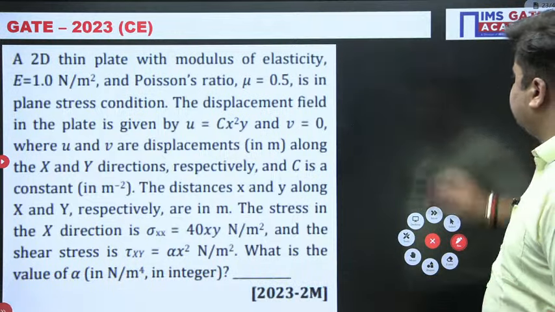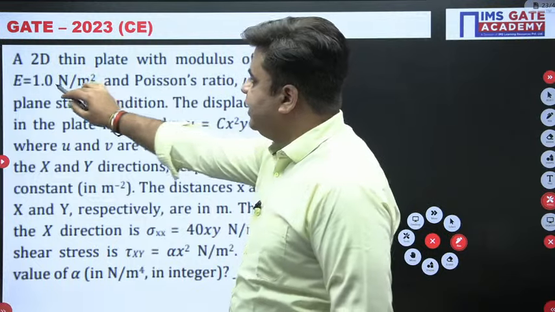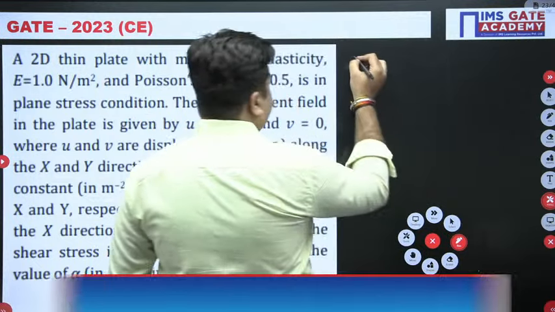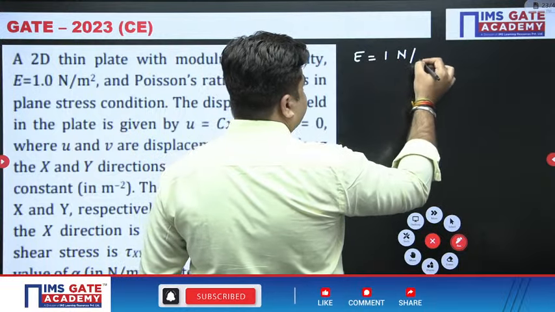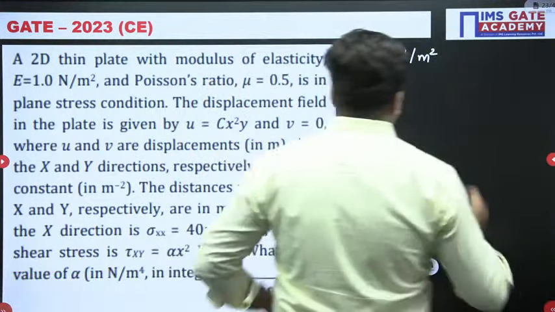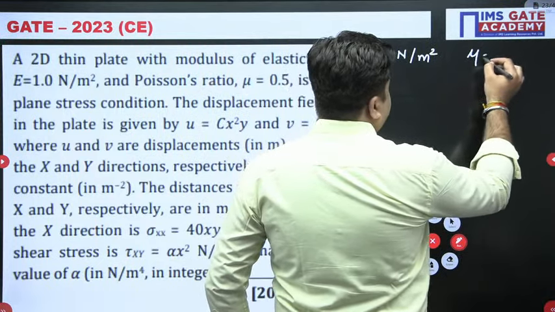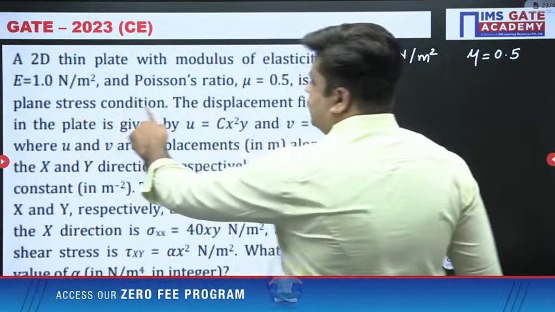Let's see this. The question says that a 2D thin plate with a modulus of elasticity E equal to 1 Newton per meter square. I'll simply write down all the data. E is equal to 1 Newton per meter square, and the Poisson's ratio is 0.5. Mu is 0.5. It is in the plane stress condition.